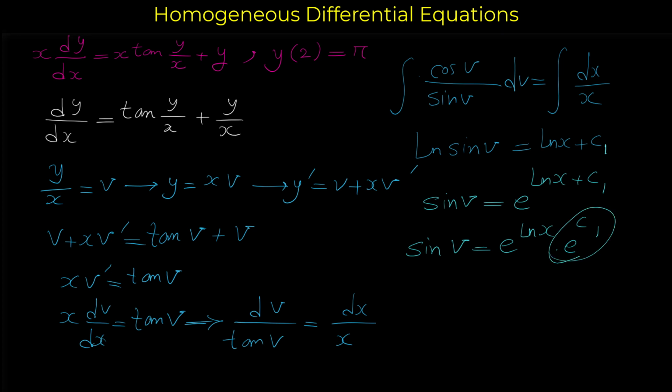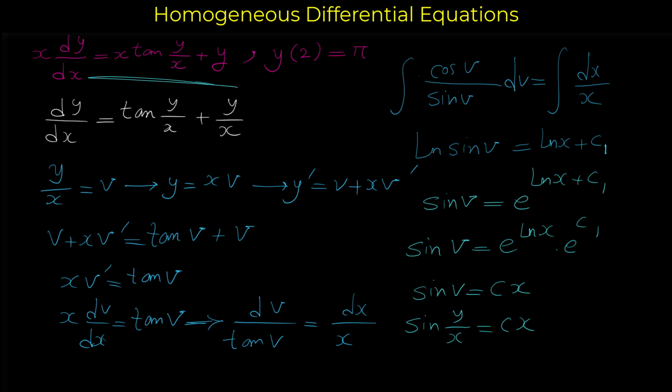And we can name all of this another c, because everything here is a constant. E is a constant, the power is a constant, so all of this is a constant. So finally, we can write our answer as sine of v equals e to the ln of x is x, and this is a constant c, so we can write this as x times c or cx. Don't forget that v is y over x, so this is the answer, the general solution of this differential equation.